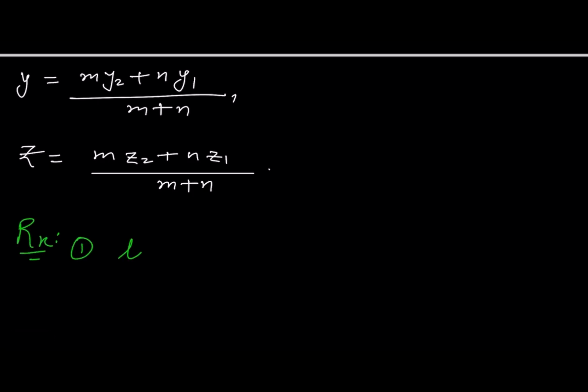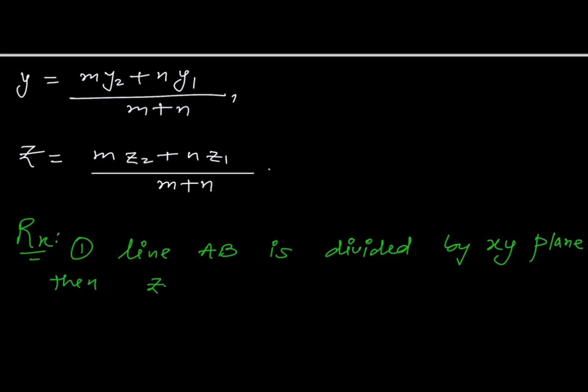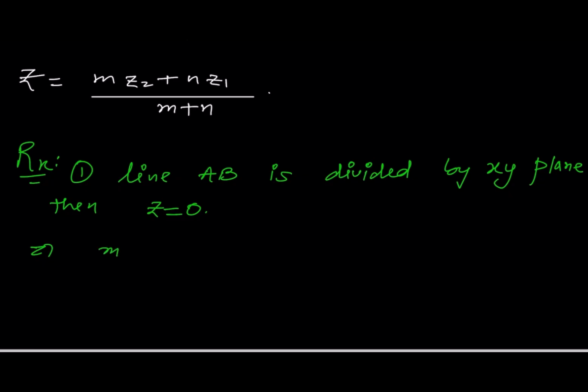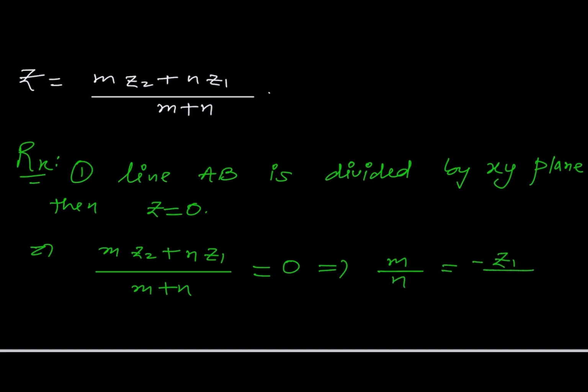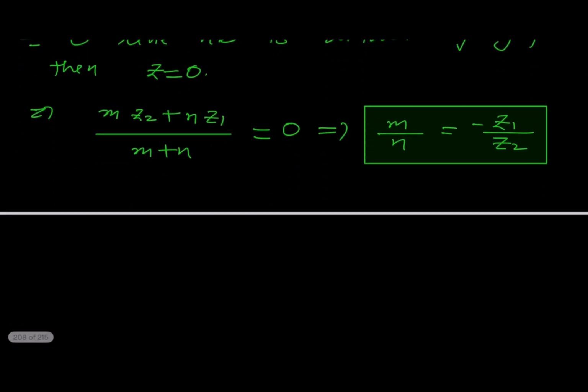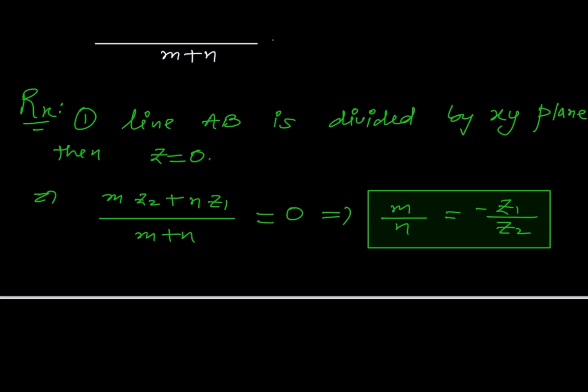Remark 1. If line AB is divided by the xy plane, then z will be 0, or (mz2 plus nz1) upon (m plus n) will be 0, which means m upon n will become minus z1 upon z2, right? This case we have seen in 2D also. Say if line AB is divided by the y-axis, then the x coordinate will be 0. Then m upon n will be minus x1 upon x2, right? Okay.